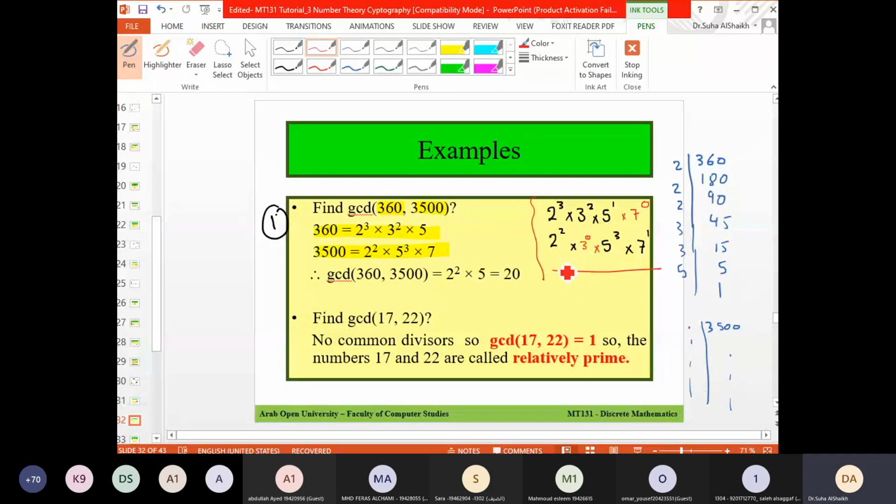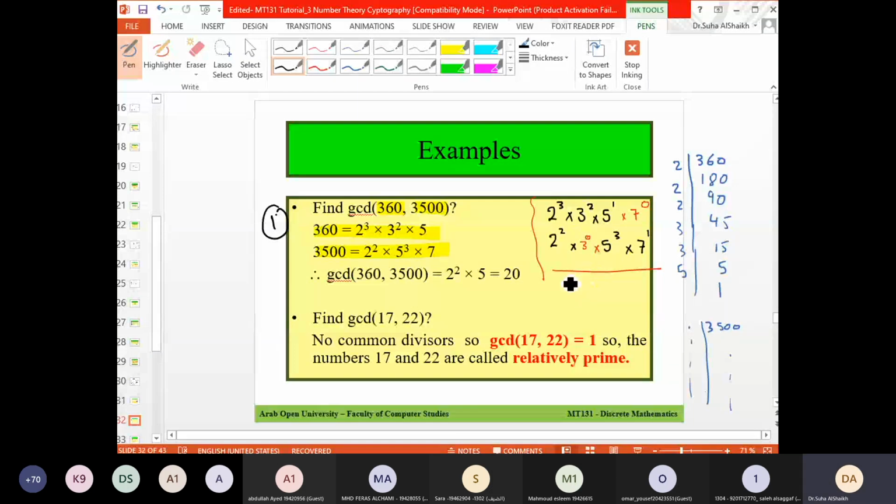So take the minimum power of the two. What will be the result? Any number to the power 0 is 1. 5 to the power 0, Rana, is equal to what? It's 1. Try it with your calculator. Any number to the power 0 is 1.